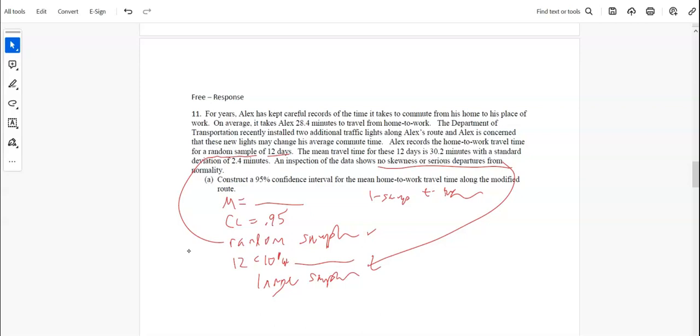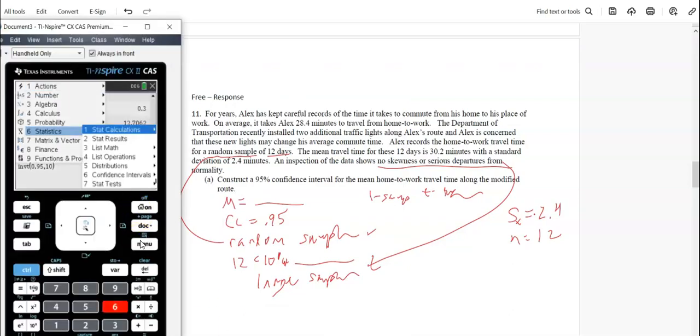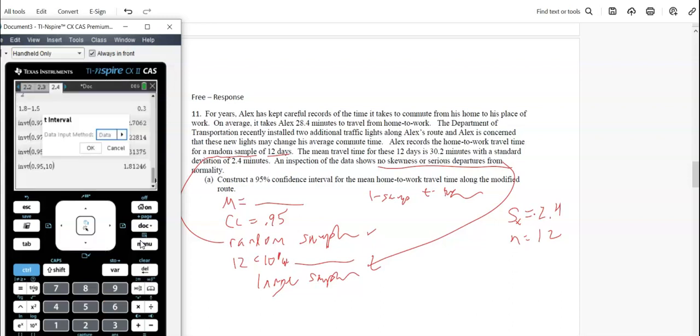So write down what things are. The standard deviation is 2.4, and n is 12. I would consider doing this one in your calculator at this point. So you go to menu, 6, intervals, so 6, and this is a T interval. We're going to use stats here.